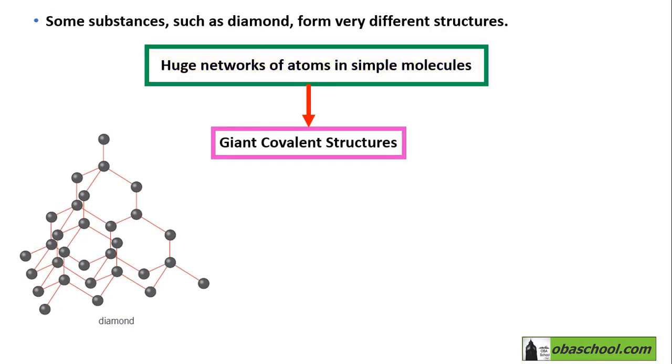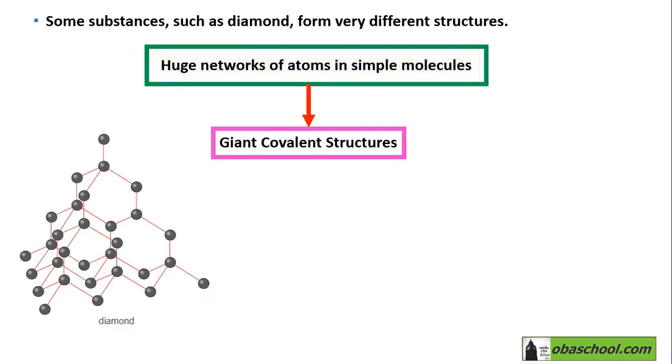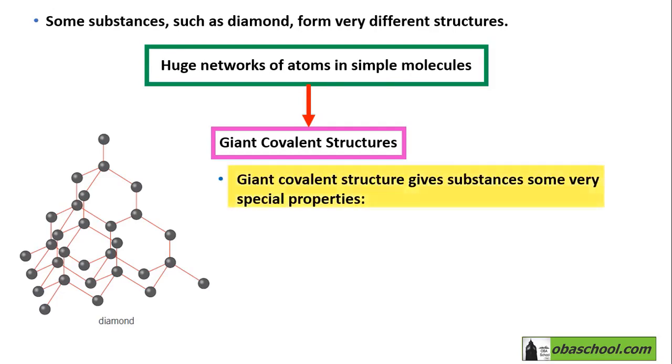So diamond is a huge network of atoms, not simple molecules, and here it is a network of carbon that we call a giant covalent structure. This is the structure of a diamond molecule. Having a giant covalent structure gives substances some very special properties. So giant covalent structures have special properties.